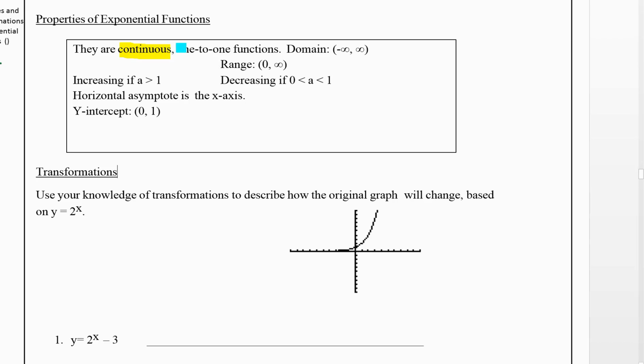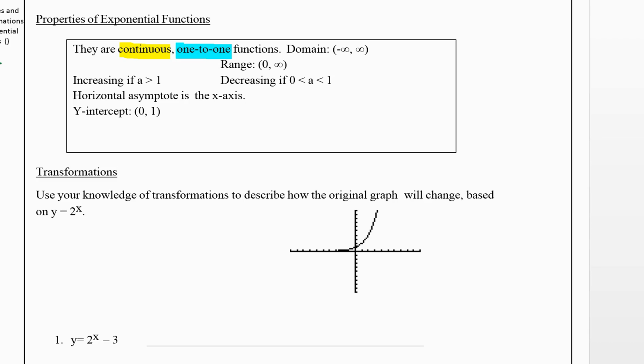Then we said that they're one-to-one. Remember, we just learned in the last section that one-to-one means that every x has a different output, a different y value. It passes the horizontal line test. And that will also mean that we'll have an inverse, and we'll learn all about their inverses.